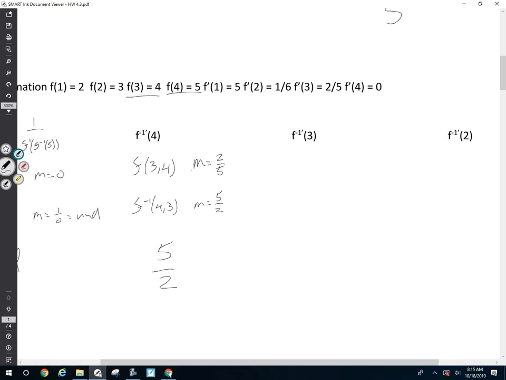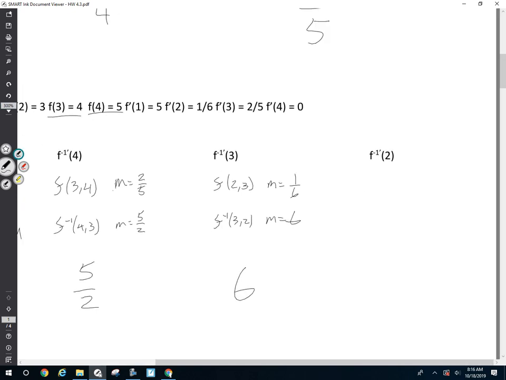Looking at the point (2, 3) with the slope 1/6, f inverse will have the point (3, 2). The slope would be 6. This seems easy, and it is, but it just ends up being something that students really forget about and struggle with come AP test time, because they just forget about it. But it is something that is very easy to do.